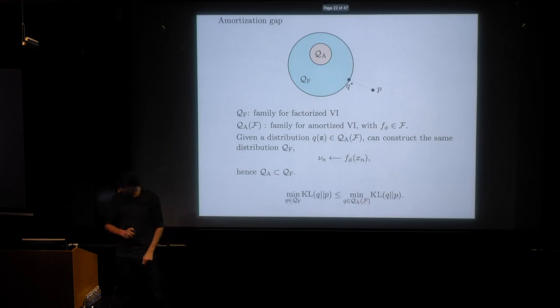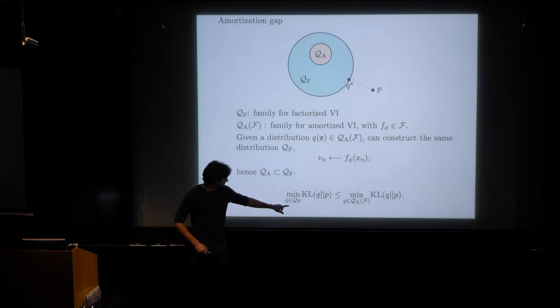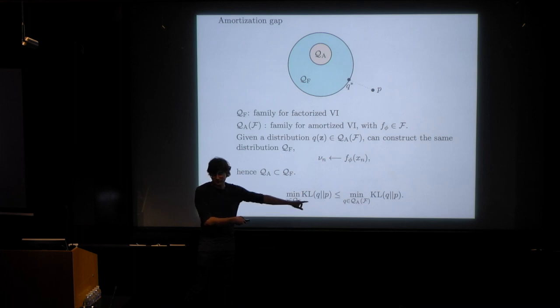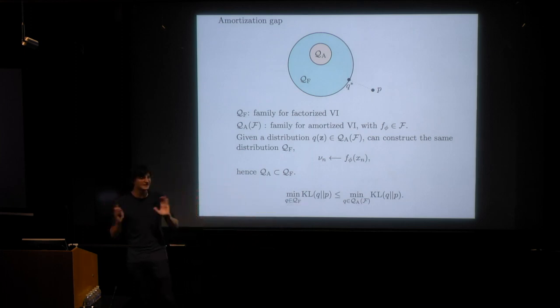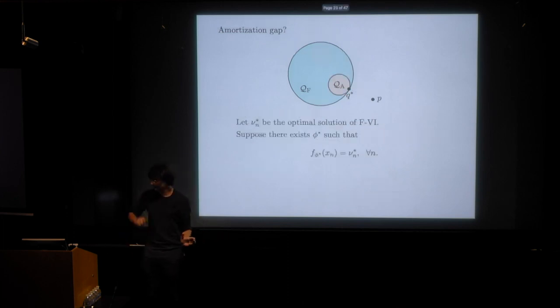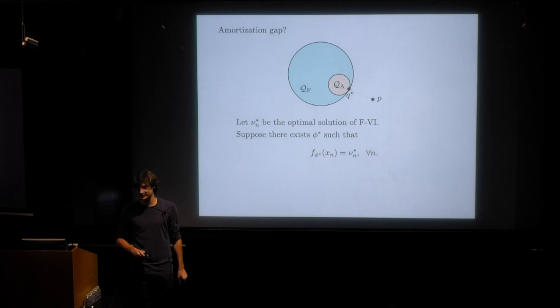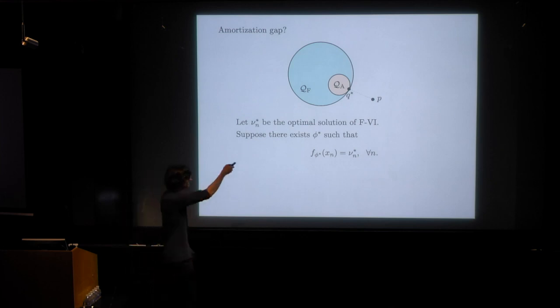Okay, and so the consequence of that is that the best scale divergence I achieve with my factorized family is going to be better than whatever I can achieve with my amortized family in general. But now the hope is that, okay, I have a subset, but maybe this is the subset that I need. And within that subset, I'm actually going to have the solution.